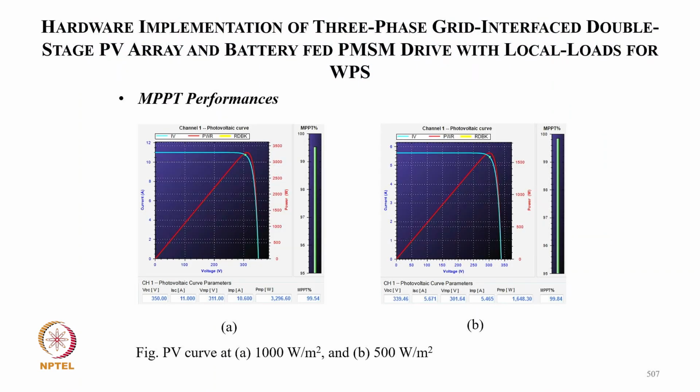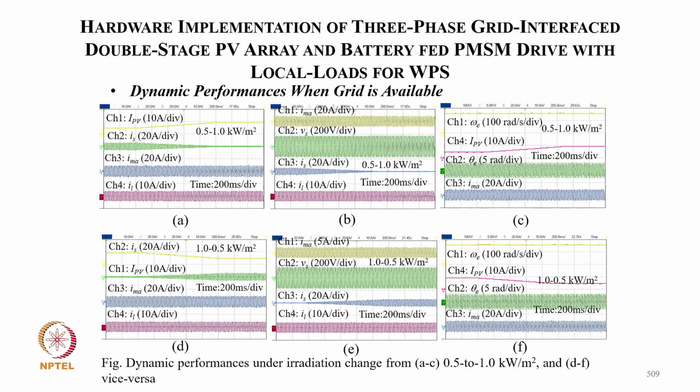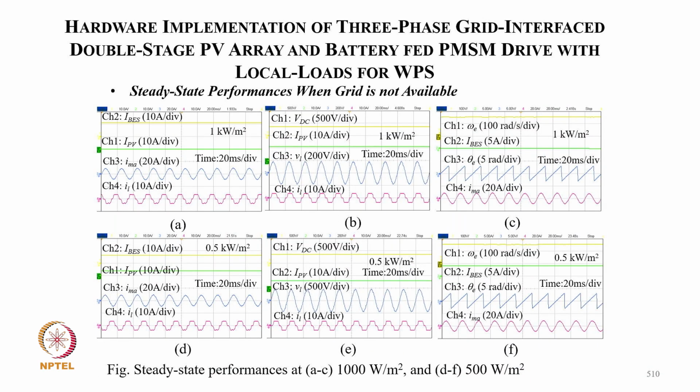So these are the experimental waveforms of the PV curve at 1000 watt per meter square and 500 watt per meter square, and here is the performance of the PV array mode, grid current, motor current and load current, and then the PV current and the motor current during solar insolation increase and decrease.